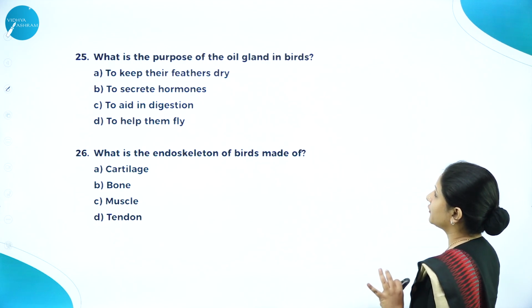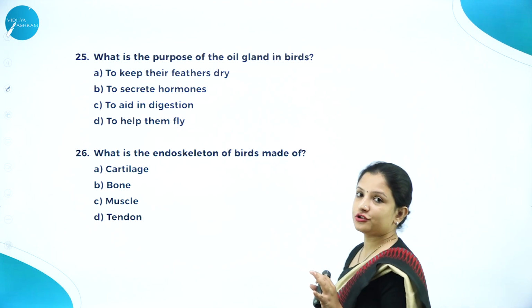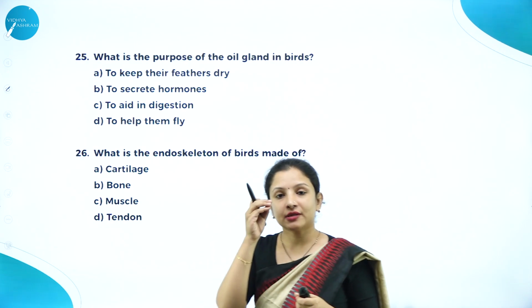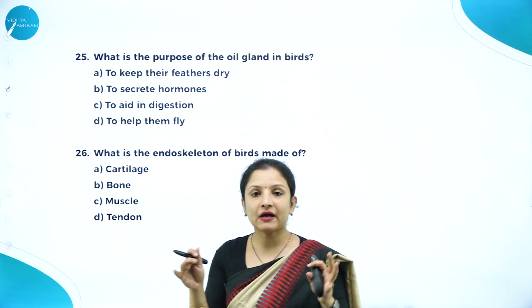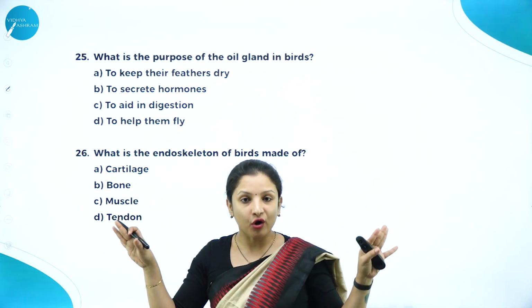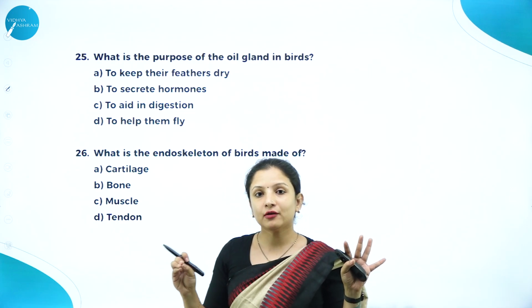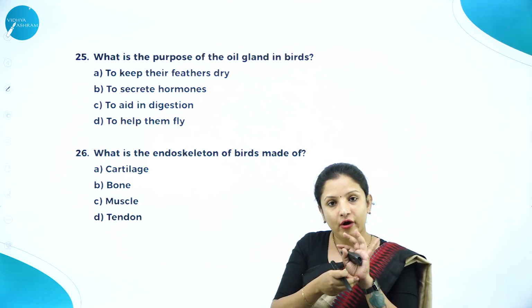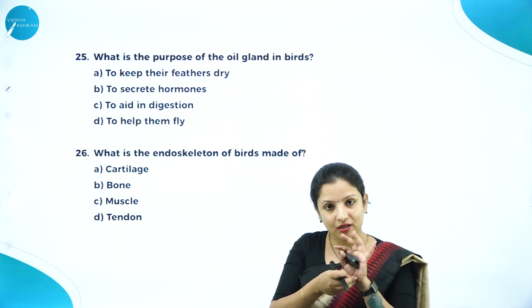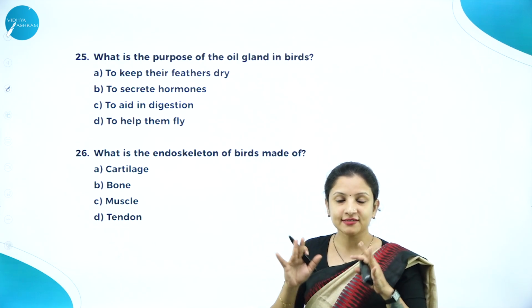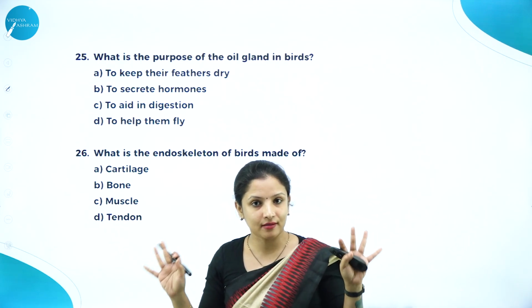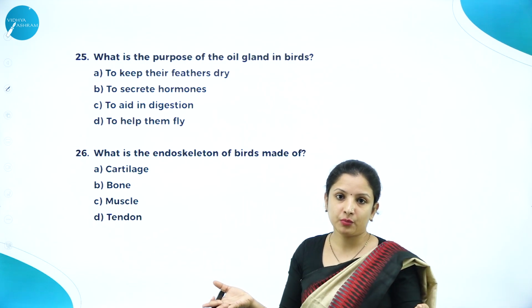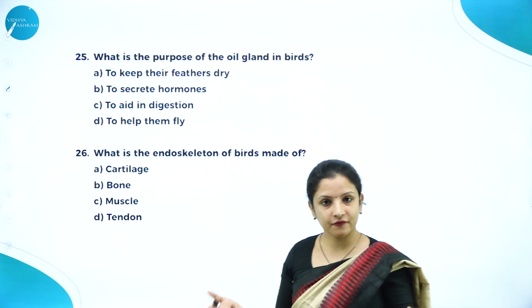Next, what is the purpose of the oil gland in birds? So, birds usually have oil glands at the base of their tail, so that whenever it is raining, they can make their feathers water repellent or waterproof. For that, they sit on a branch, start pecking below their tail, and when the oil gets secreted from the oil gland, they take it with their beak and rub it all over their body so that the feathers don't get wet in the rain and they can fly. Because if the feathers get wet, what happens? The body of the bird will become heavy and they cannot fly. So that is the reason.